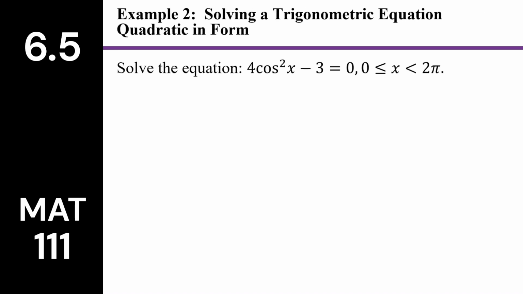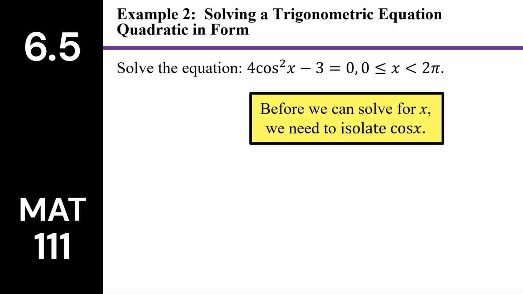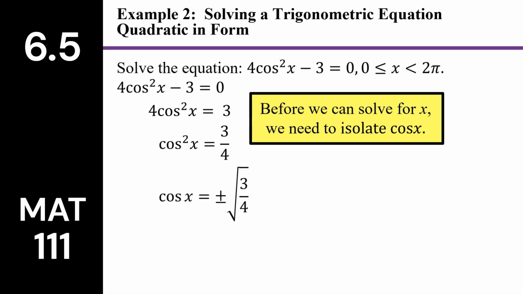For example 2, we want to solve this equation over the interval from 0 to 2 pi. Before we can solve for x, we need to isolate the cosine of x. So we'll take our equation, transpose the 3, and divide both sides by 4. This is the cosine squared of x, so we'll take the square root of both sides, and we get the cosine of x equals plus or minus the square root of 3/4. And when we simplify that, we get plus or minus radical 3 over 2.